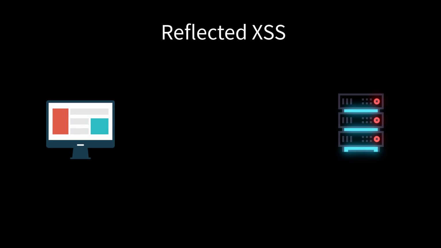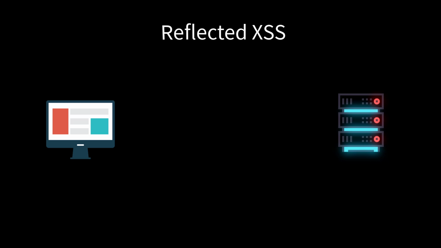Alright guys, let's start by talking about reflected cross-site scripting. What is reflected cross-site scripting? Well, one of its signatures is if a website takes data from an HTTP request and displays the data, or in other words, reflects the data back to the user without performing any kind of filtering or sanitization, then it is most likely vulnerable to reflected cross-site scripting.